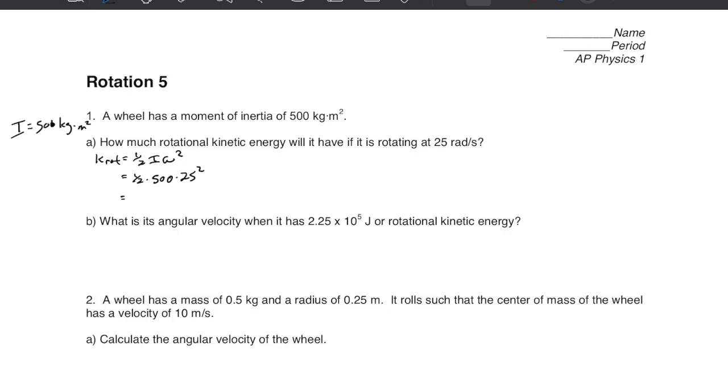Put that in a calculator, we get 156,250. This is energy, so our unit is joules. What is the angular velocity, so omega is what we're looking for, when it has 2.25 times 10 to the 5th joules of rotational kinetic energy, so of K rot?